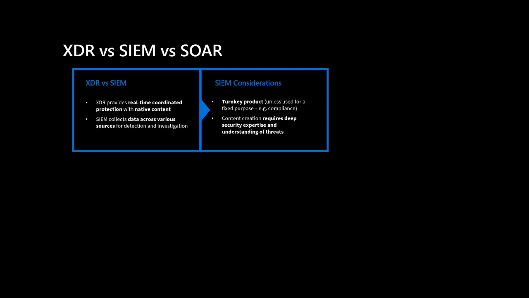SIEM, as a security information and event management system, is designed to collect data from multiple data sources. It's not necessarily limited to data sources coming from your own environment. It can come from any third-party data source, cloud or even on-prem, mainly for the sake of detections and investigation.